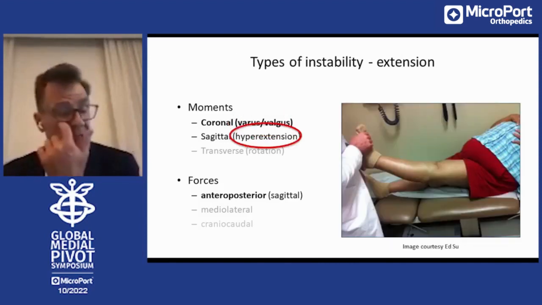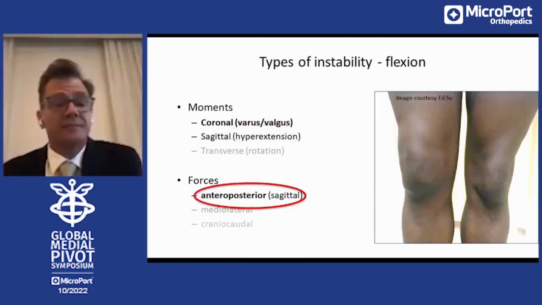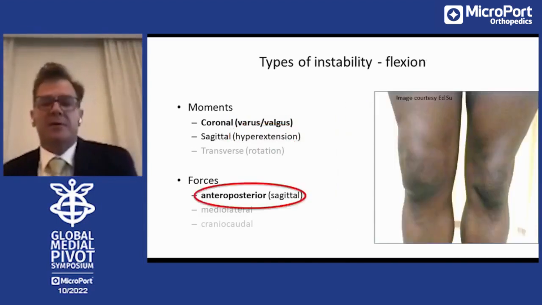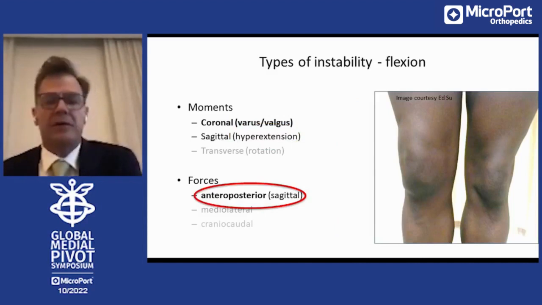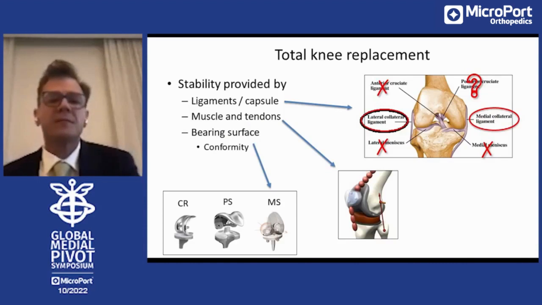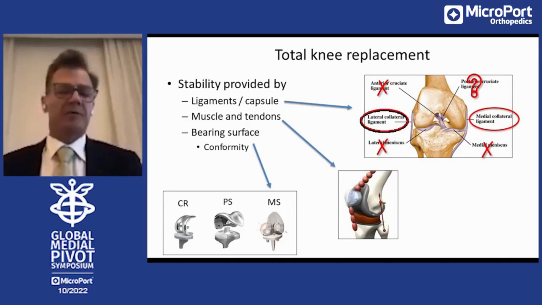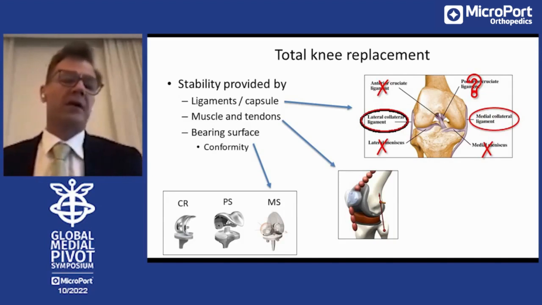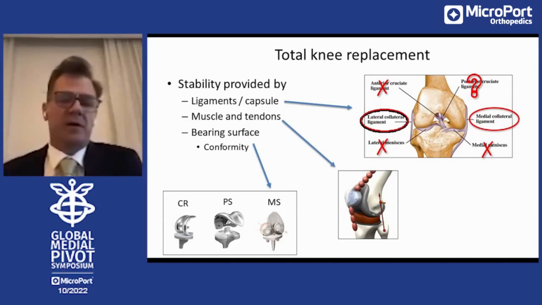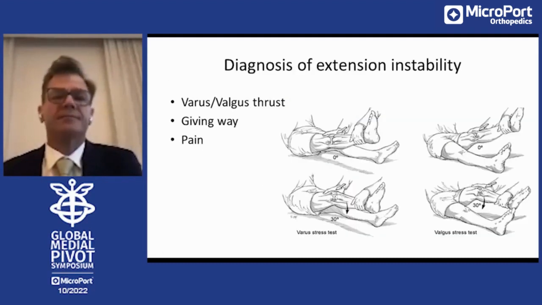We can see hyperextension instability, but it's the anterior-posterior forces that produce an instability with patients that have painful swollen knees that I think often goes unrecognised. When we do a total knee replacement, we sacrifice a lot of the stabilising structures. We remove the menisci, the anterior cruciate ligament, and sometimes the posterior cruciate ligament. Then we replace it with a knee replacement that may be one of different designs.